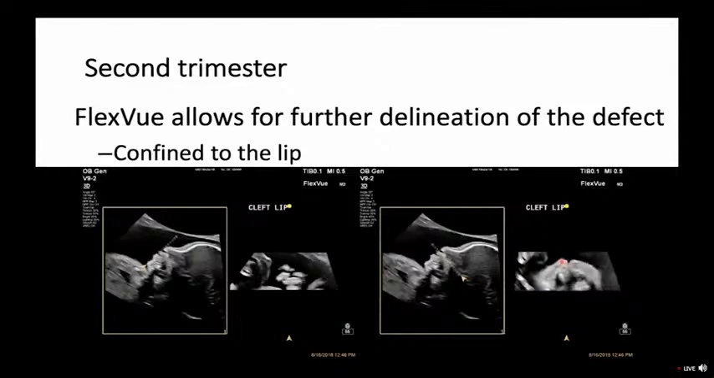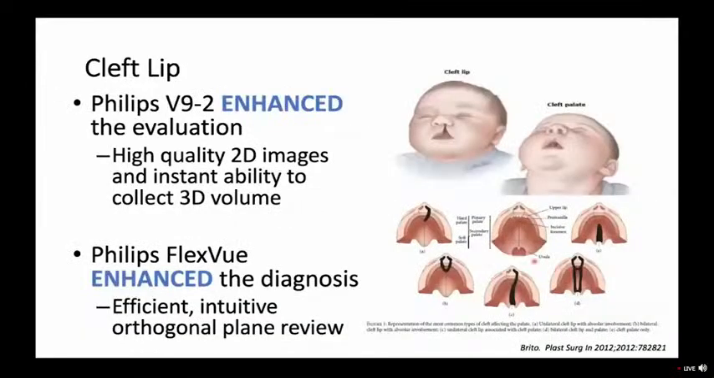So using some 3D technology, using some measurement technology with FlexView, I can tell her confidently that there's no palatal involvement. This is simply what's represented here in figure A, a unilateral cleft lip with just alveolar involvement, not like C, where we see cleft palate involvement.